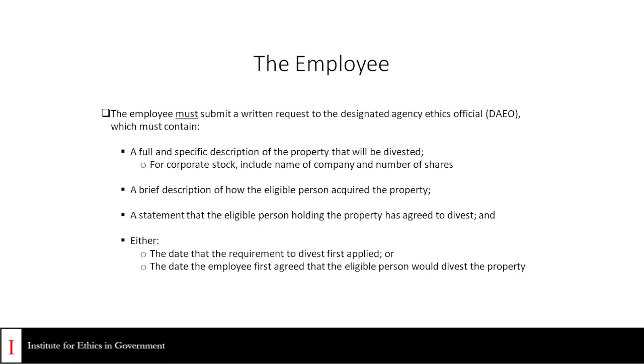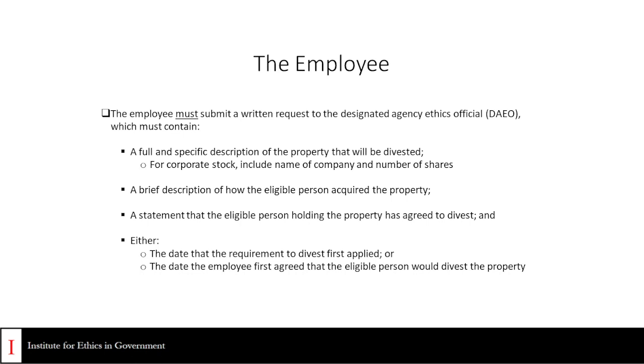Okay, we'll begin with the employee. The employee must submit a written request to the Designated Agency Ethics Official, or DAEO, which must contain the following. First, it must contain a full and specific description of the property that will be divested. For example, if the property is corporate stock, the request must include the number of shares, the name of the corporate entity, and it's also fine and often a good idea to include the ticker symbol if it's publicly traded stock.